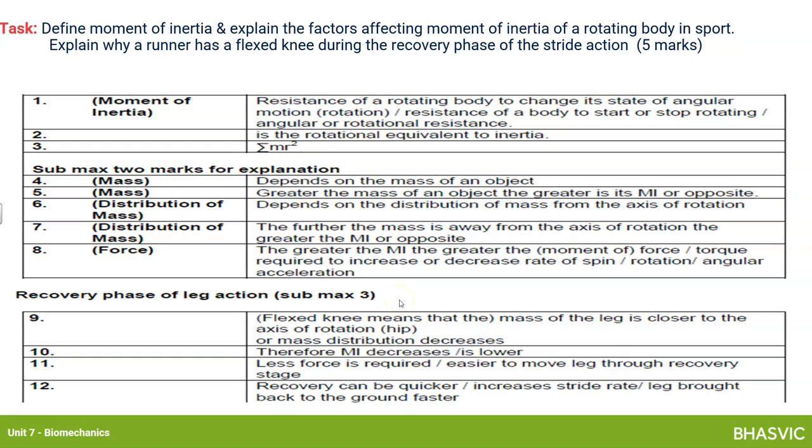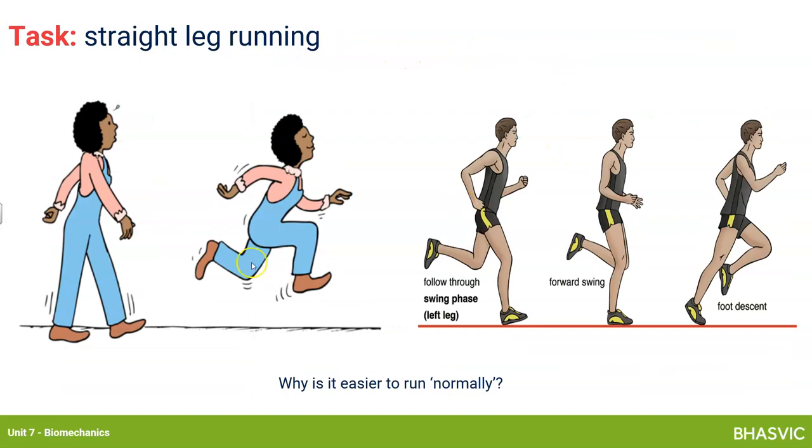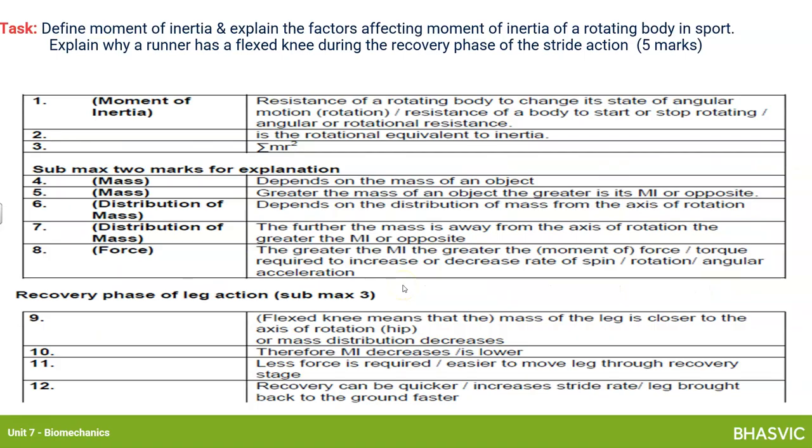This was an A-level question which essentially addresses that point. Explain why a runner has a flexed knee during the recovery phase of the stride action. And it's because they're reducing moment of inertia and able to rotate, flex forward, rotate at the hip joint quicker, angular velocity quicker, because of that moment of inertia reduction.